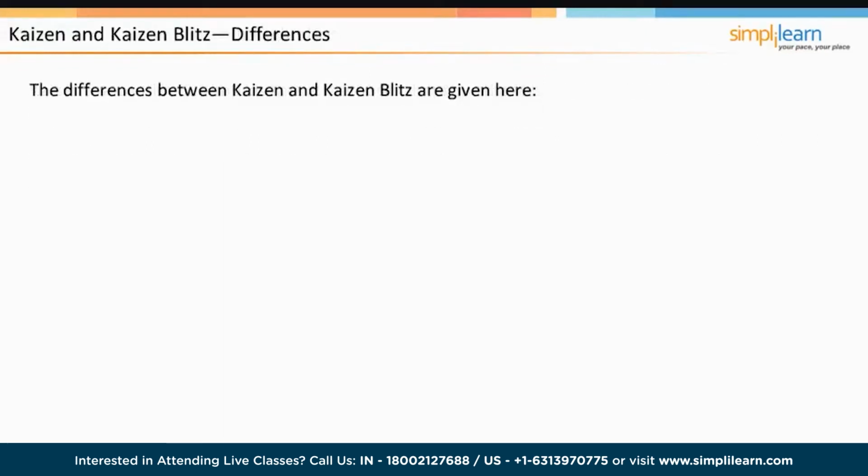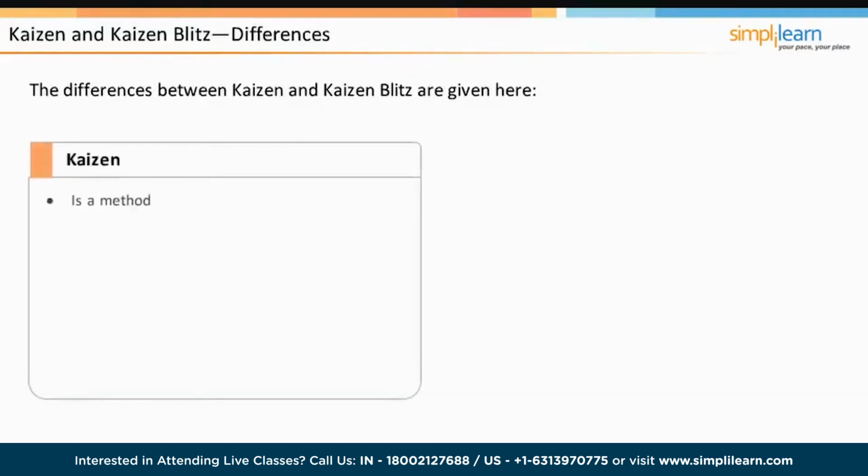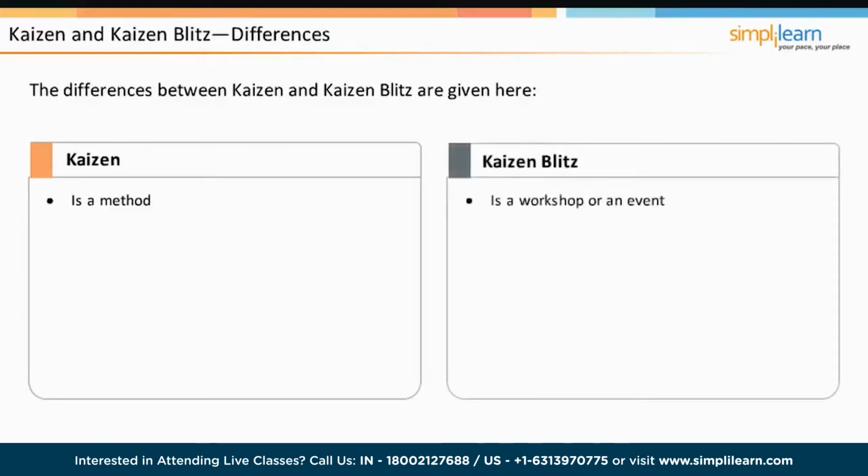The differences between Kaizen and Kaizen Blitz are: Kaizen is a method that brings continuous improvement in the organization, while Kaizen Blitz is a workshop or an event that brings in change. Kaizen brings in small incremental changes in the organization. There are no major changes made within the processes. Kaizen Blitz is applied when a rapid solution is required. The Kaizen method follows a step-by-step process.